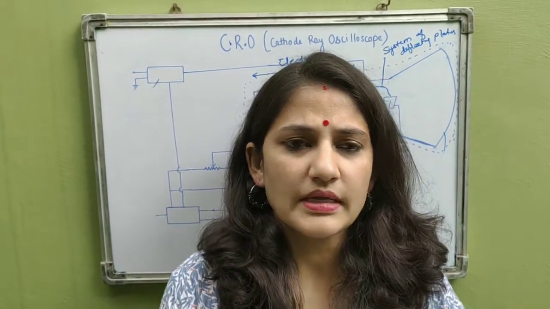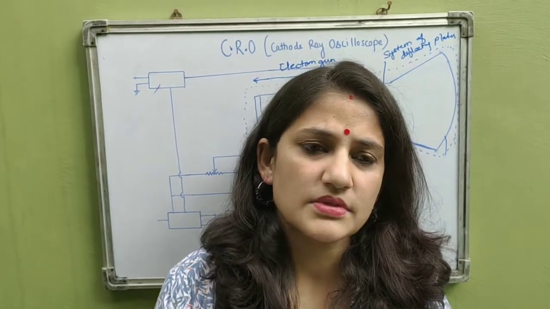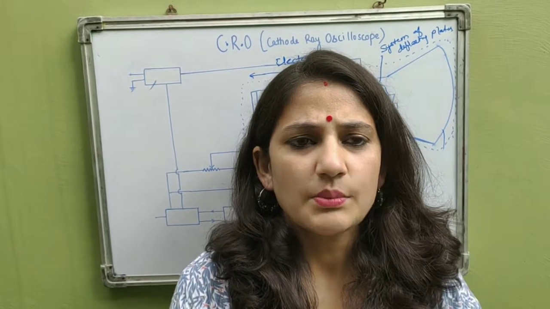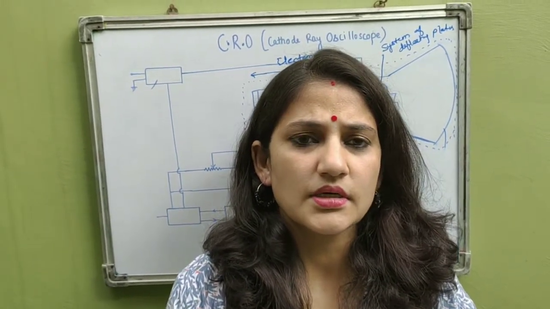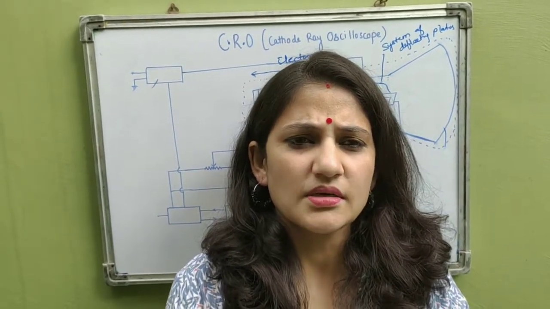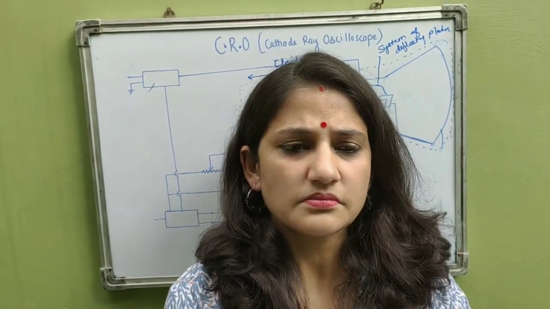With the help of CRO we can see what is going on in the circuits, and we can measure different things. First is the amplitude of the signal voltage, second is the frequency of the signal voltage, and third is the phase difference between two AC signal voltages. These are the main things we can measure with the help of CRO.